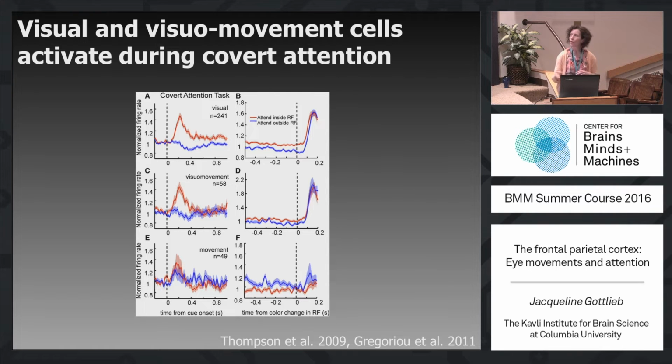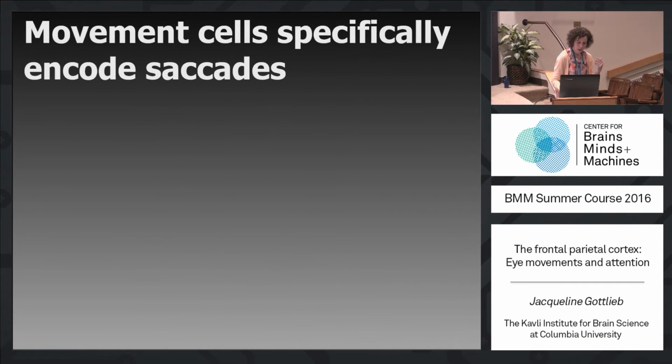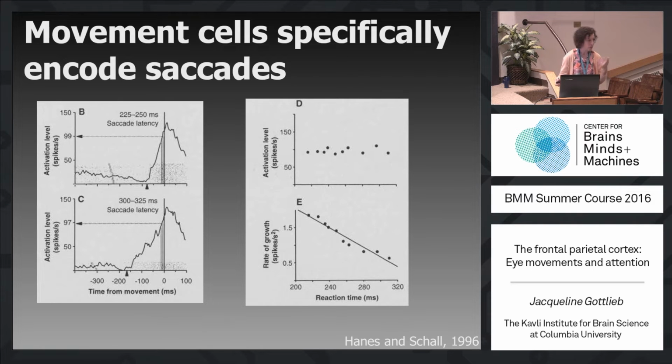And there seems to be quite a neat continuum of roles. So this is a task in which the monkeys use covert attention. That is, they monitor the stimulus covertly in the visual field, but never made eye movements to it. And visual cells really modulated, so they responded if the attention was in the receptive field, but not if it was away. Visual movement cells, so cells that have visual and delay activity, again modulated with covert attention. But movement cells, those are cells that only respond to an eye movement, as you might predict, did not tell you whether attention is covertly deployed, right? And these movement cells are really tightly linked to eye movements.